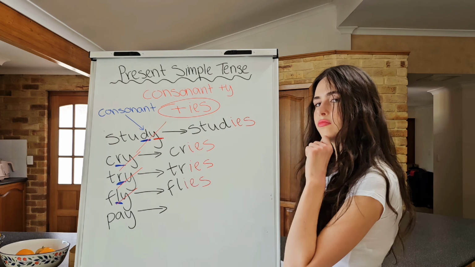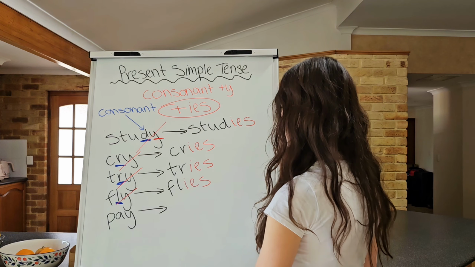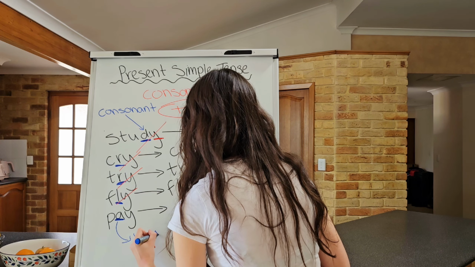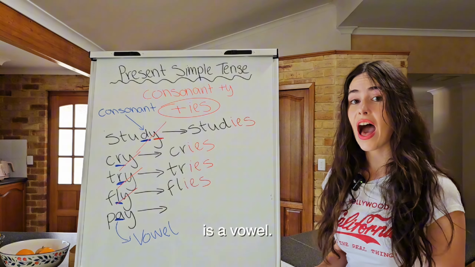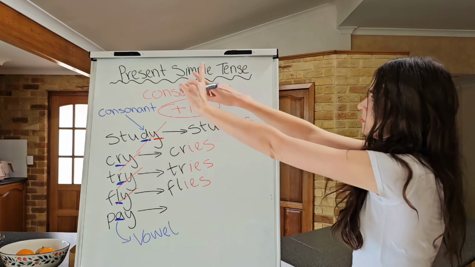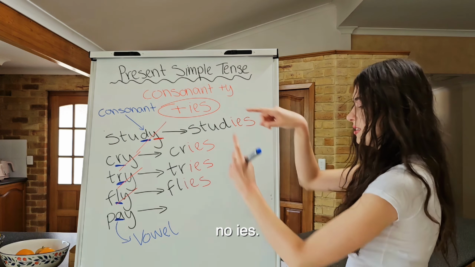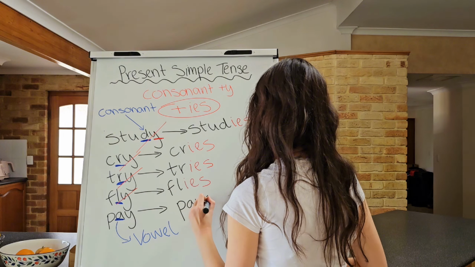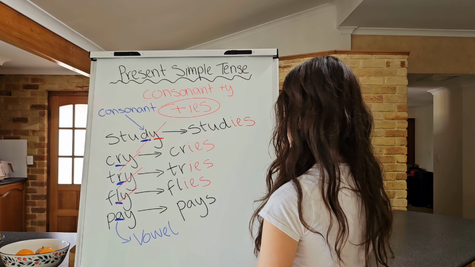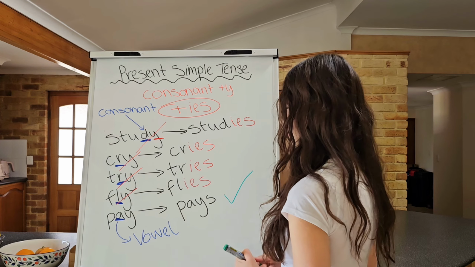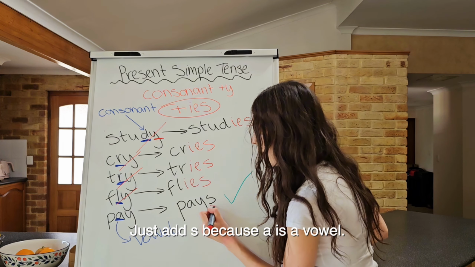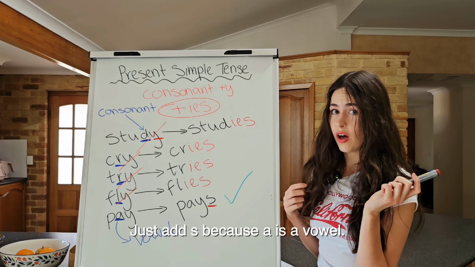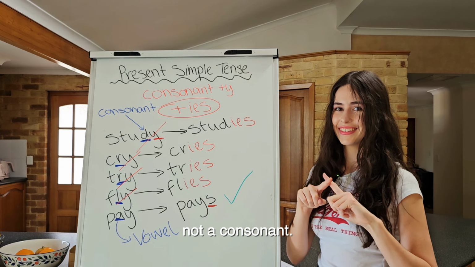Pay. A is a vowel. So, no IES. Pay to pays. Just add S because A is a vowel, not a consonant.